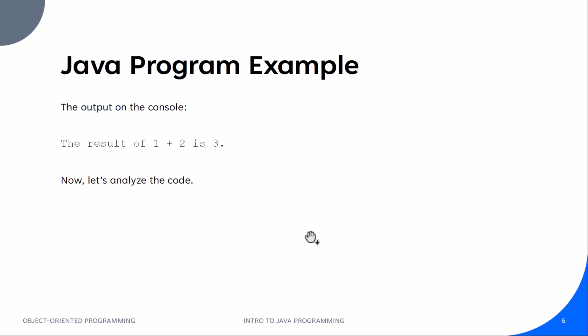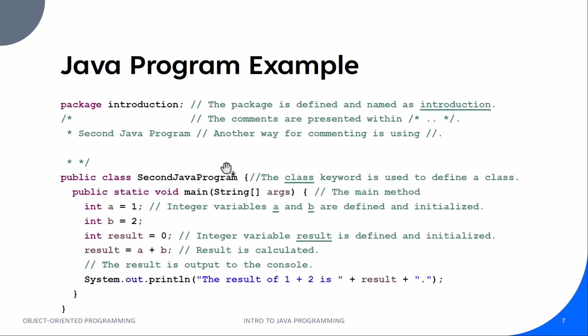Now let's analyze the code. The package name is package introduction. In this line, the package is defined and named as introduction. Now in Java, the comments are presented with these signs. There's a slash and then there's a star. And you can write whatever comment that you need for your application, and then we are going to end it with a star and the slash again.